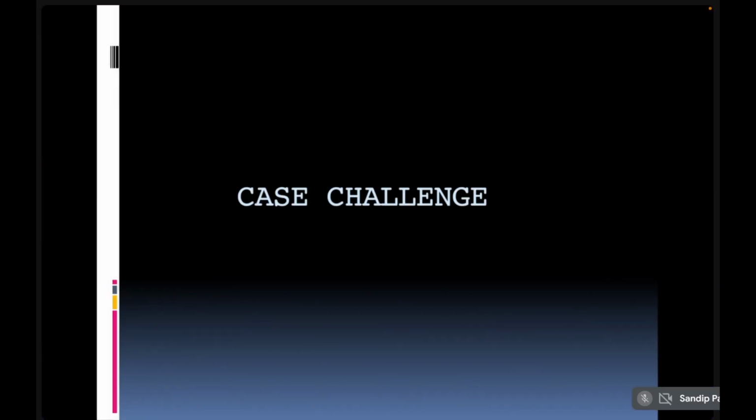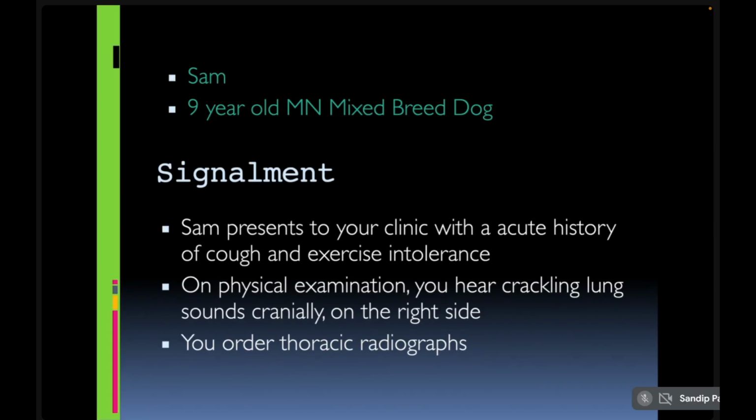Okay, so let's discuss about one case. So whatever I ask, I suggest to send me a text. I can easily see the text from my another device. So there is one dog, 9 years old, mixed breed dog, male neutered, comes with the acute history of cough and exercise intolerance. On physical examination, we can hear crackling lung sounds, mostly cranial part and mostly on the right side. So definitely we ask for thoracic radiograph.